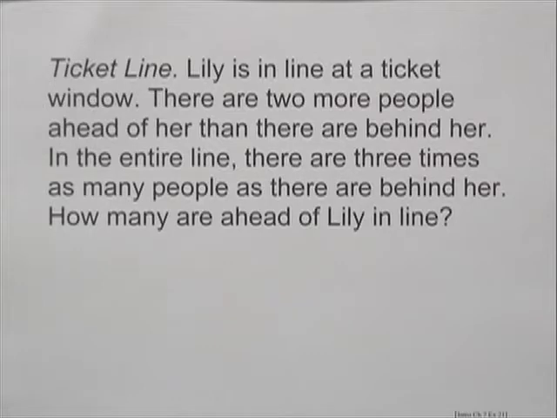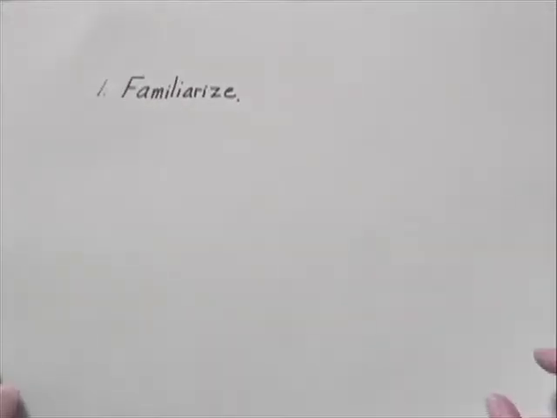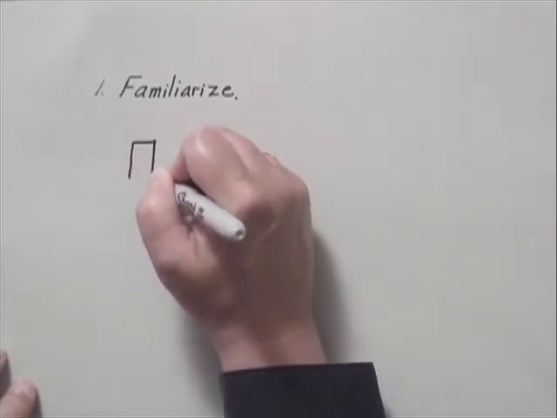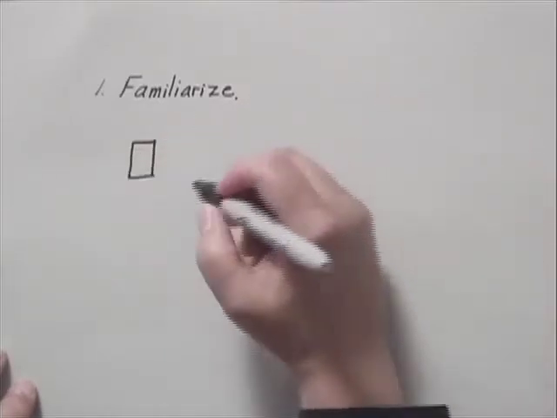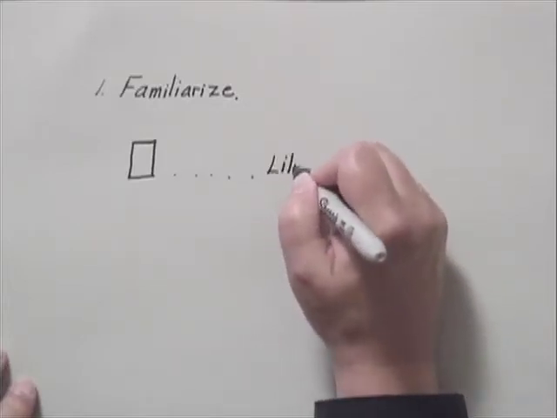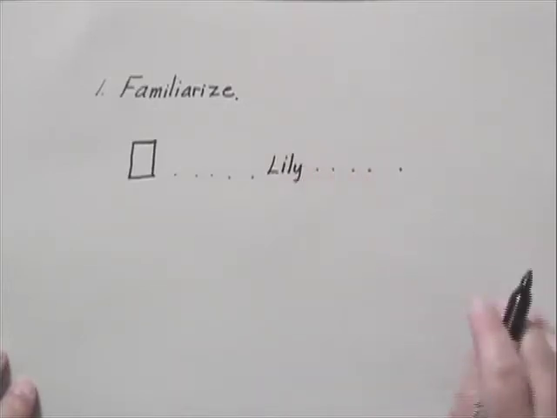Now we're going to familiarize ourselves with this situation. We can read this a few times and it can be a little confusing the way that it's stated. A picture is often very valuable, even a very simple picture, when familiarizing ourselves with a situation like this. Let's draw a ticket window, and it doesn't have to be fancy. And let's draw a line of people, and then there's Lily, and then there's more people.